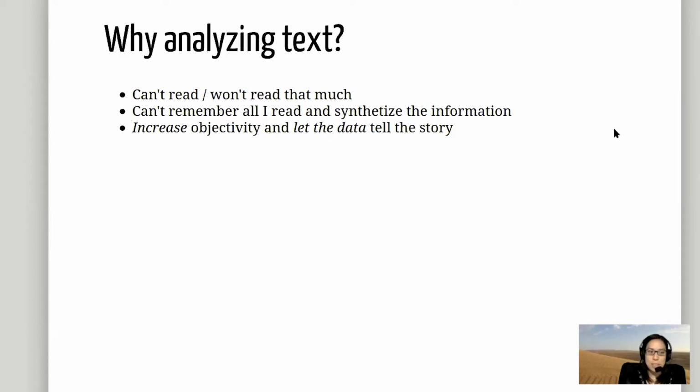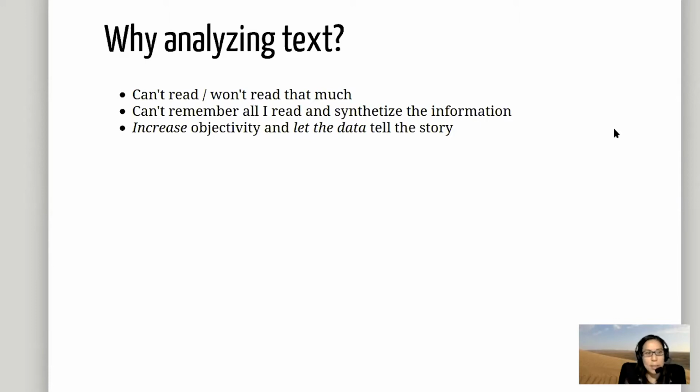However, it's not just the data that tells the story, right? We ask questions. There are some things that we want to look at, and we control how we want to look at things. So we can analyze text to help us get information from enormous volumes of text. We can try to increase objectivity, but we also have to be aware that it's not completely objective. So these are the reasons why we would want to analyze text.